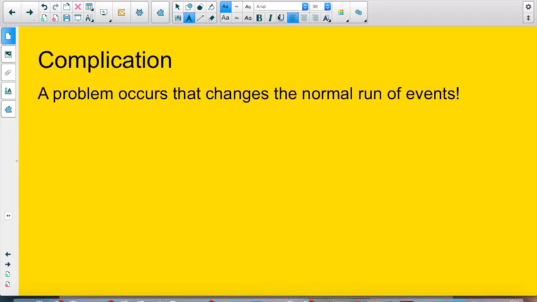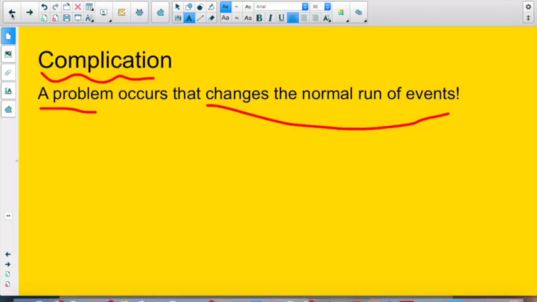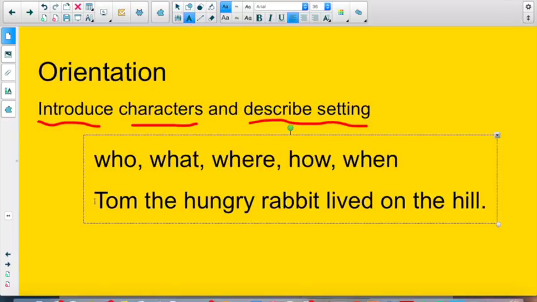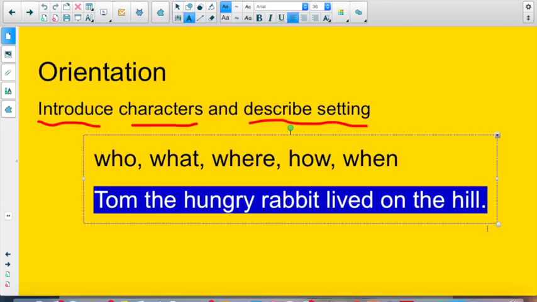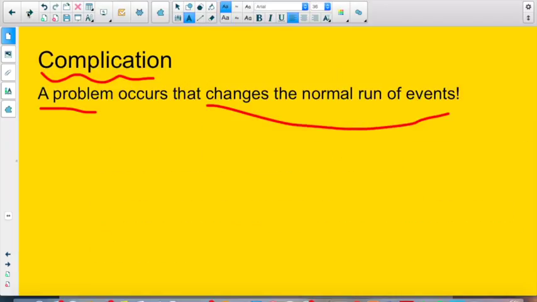Let's look at our next bit of a story, and that's called, what's it called? It's called a complication, and in a complication, a problem occurs that changes the normal run of events. So we've started nicely. We've got our orientation, Tom the hungry rabbit, haven't we? Well, now we've got to go to the complication, and the complication's got to introduce a problem. So what sort of problem could Tom have? Do you know?